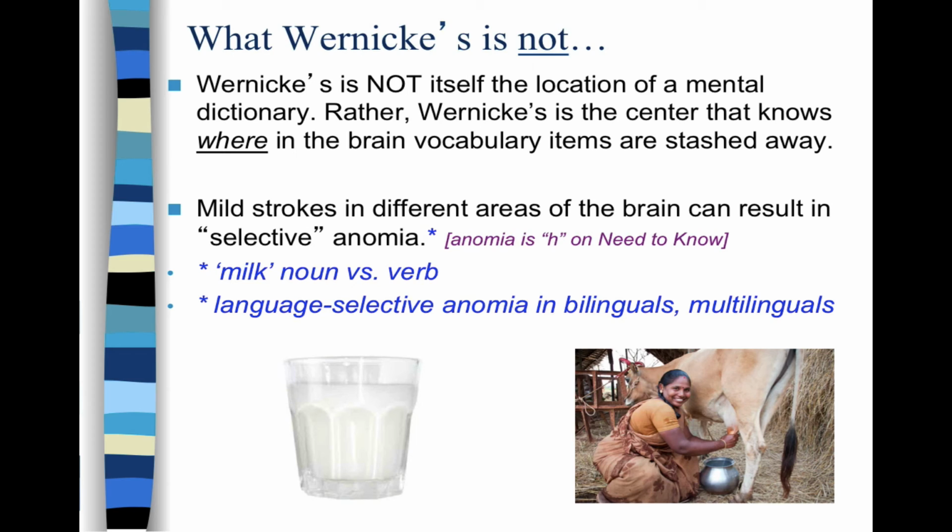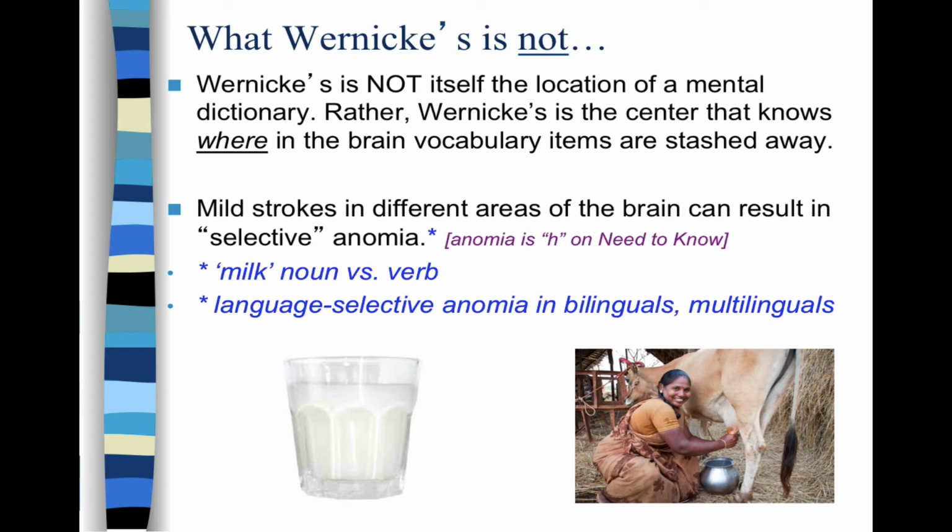So vocabulary items are clustered by topic, and they're in all kinds of different locations in the brain, and it doesn't seem to be the same for every one of us. So the individual brain gets to decide where to stash that stuff away, and only Wernicke's knows where it is. And so if Wernicke's is hurt, the brain keeps looking up the wrong vocabulary.